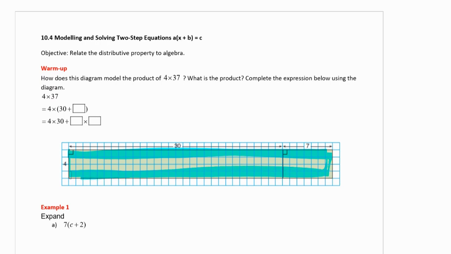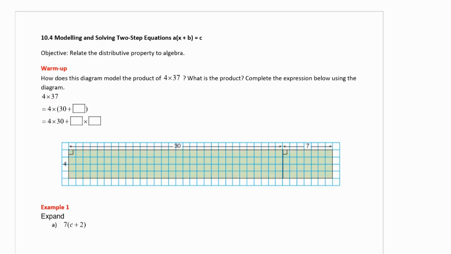And the rectangle has the width 4 centimeters and 37 centimeters of length. Okay, if you want to find the area of the rectangle, you can just simply multiply 4 and 37 like this. So 4 times 37 is the area of the rectangle.